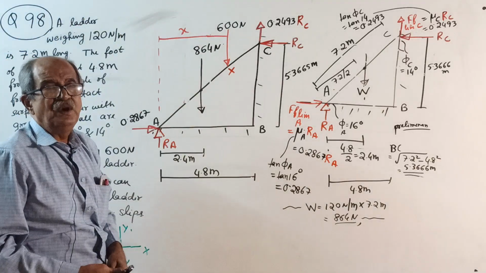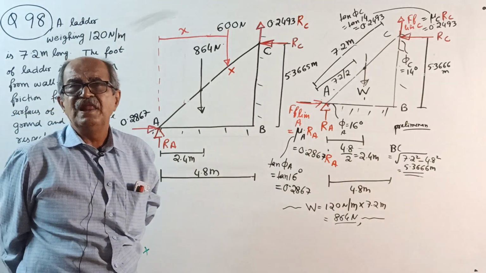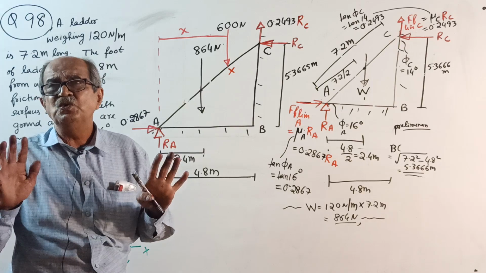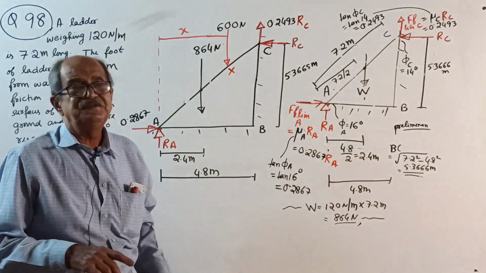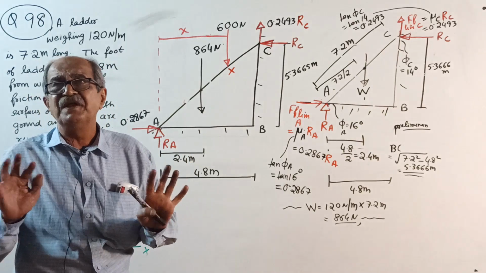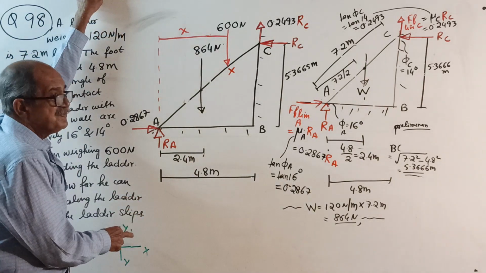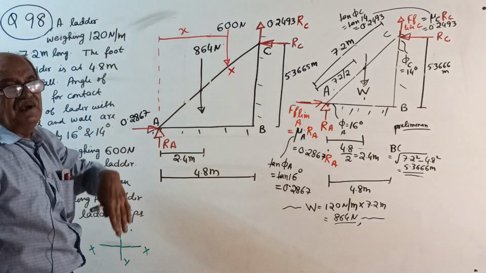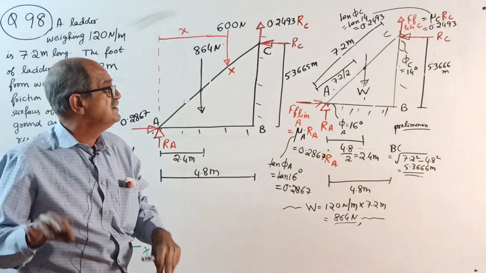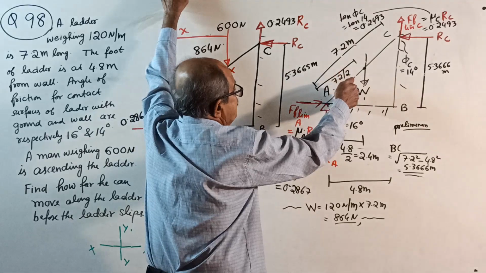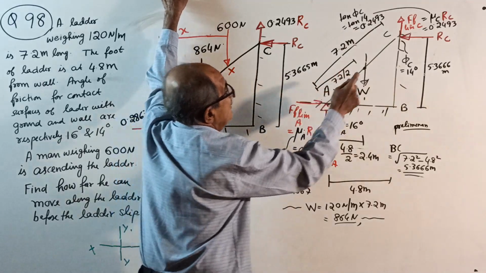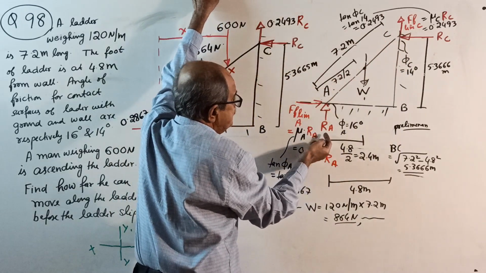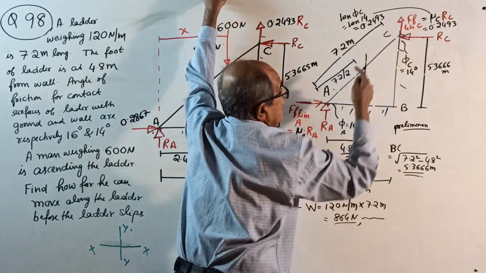So make a note here: how far he can move along the ladder before the ladder slips means when the ladder is about to slip, understood. So once again, this is a case of limiting friction. So it is a case of limiting friction. Right here, the ladder slips this way, limiting friction at A, limiting friction at C. This is reaction RA, reaction RC.